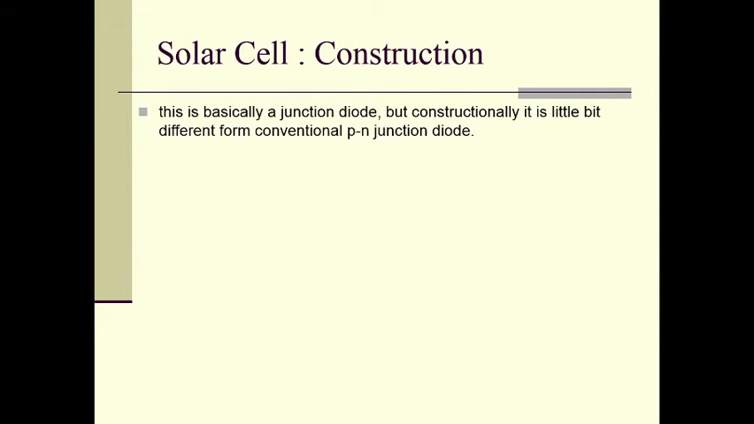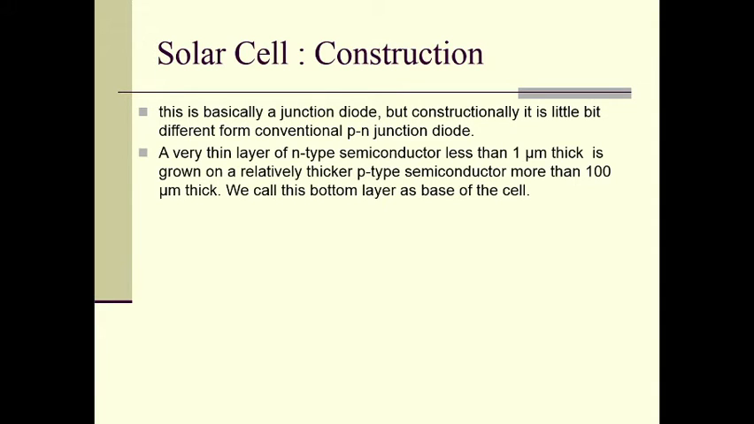It is basically a junction diode, but constructionally it is a little bit different from a conventional PN junction diode. A very thin layer of N-type semiconductor, less than 1 micrometer thick, is grown on a relatively thicker P-type semiconductor, more than 100 micrometers thick. So on the P-type semiconductor, a very thin layer of N-type semiconductor material is grown. We call this bottom layer the base of the cell.